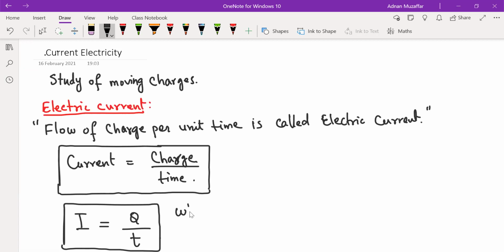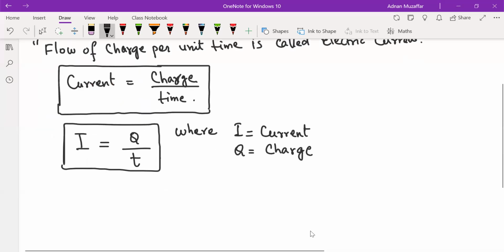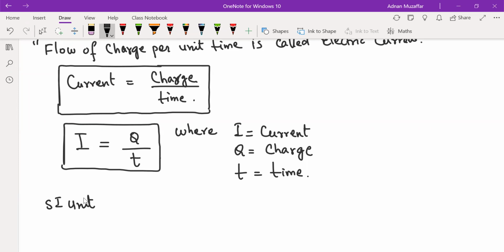So where I is the symbol of current and Q is charge and T is time. That's good. SI unit of current, quickly we can write because we have studied in IGCSE as well. SI unit of current is ampere. So current is measured in ampere.